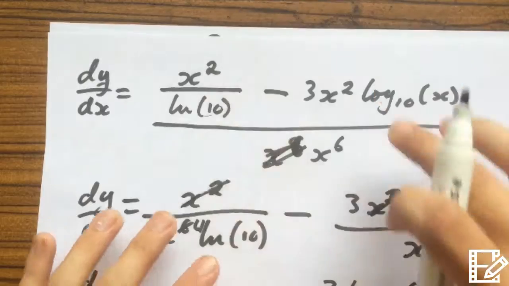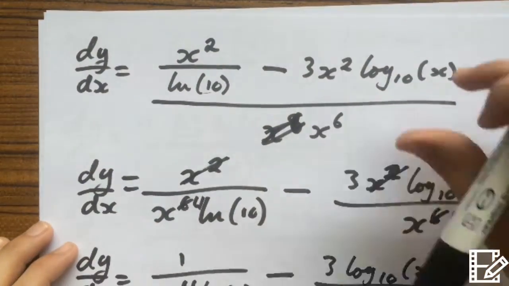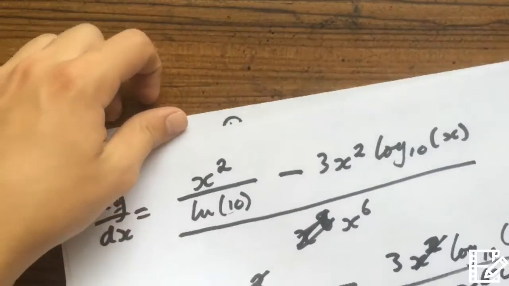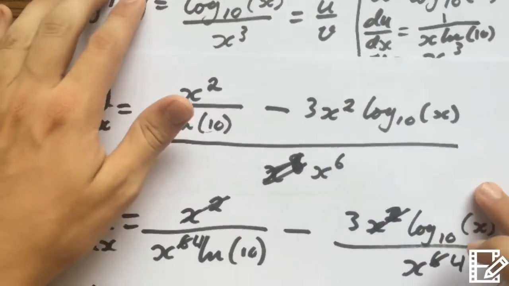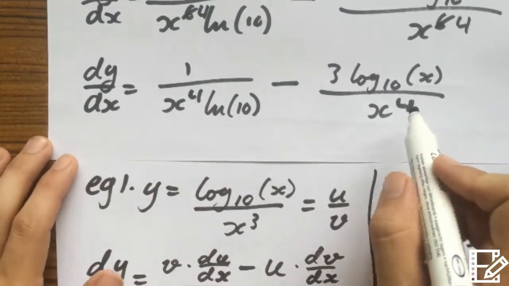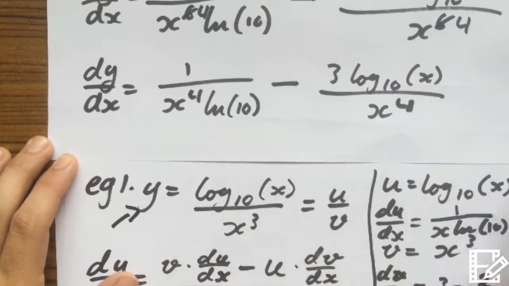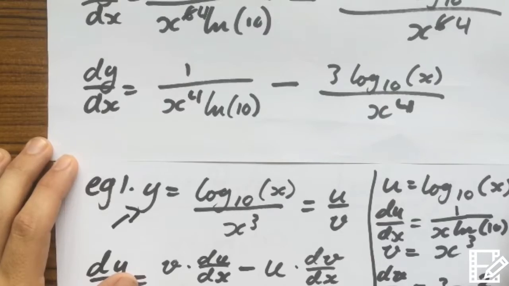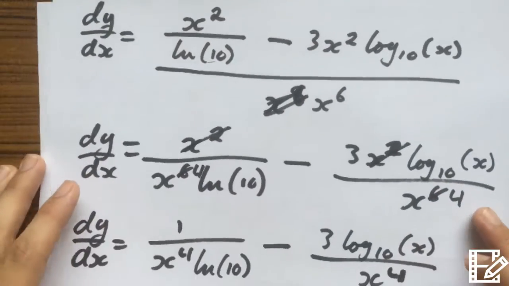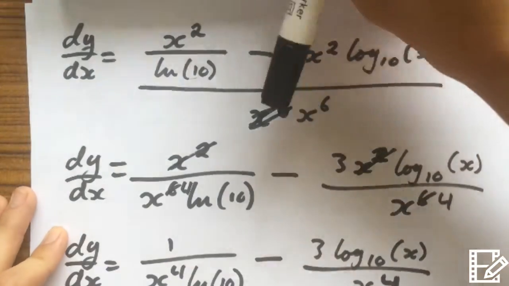So let's get on to another example. I'll finish this one first, obviously, but that there is the first derivative of this function there. Okay. Now for another example.